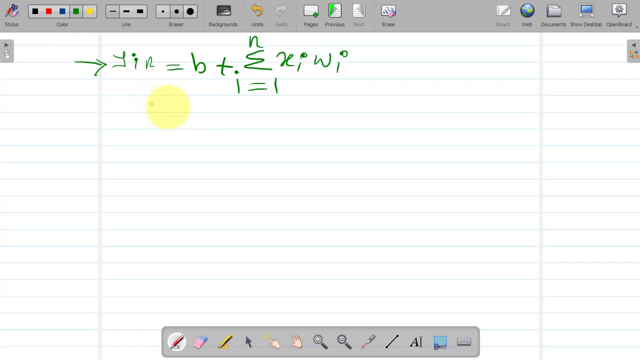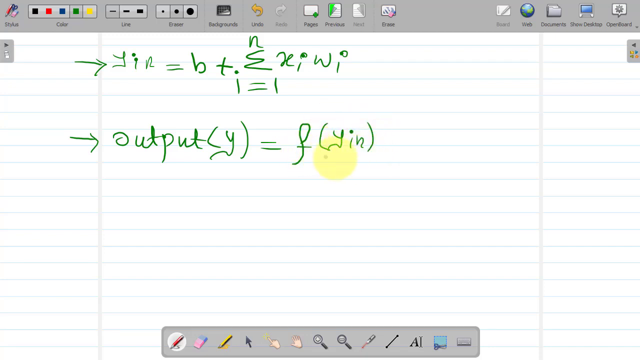Now we will see how we find out the output. The output of the neural network is represented by a variable y. Y is nothing but the output of the neural network. To find the output of the neural network, we apply the activation function f on y_in. On y_in we will apply the activation function. What is an activation function? We will see what we mean by this activation function.